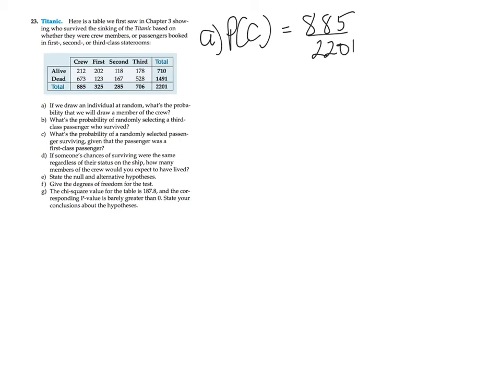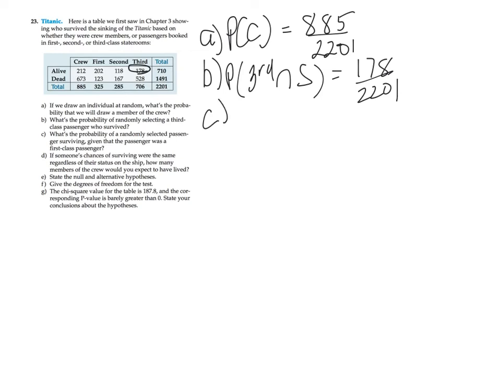B, what's the probability of randomly selecting a third class passenger who survived? So third class who survived is 178. So that's third class and survive. So that's 178 over 2201.